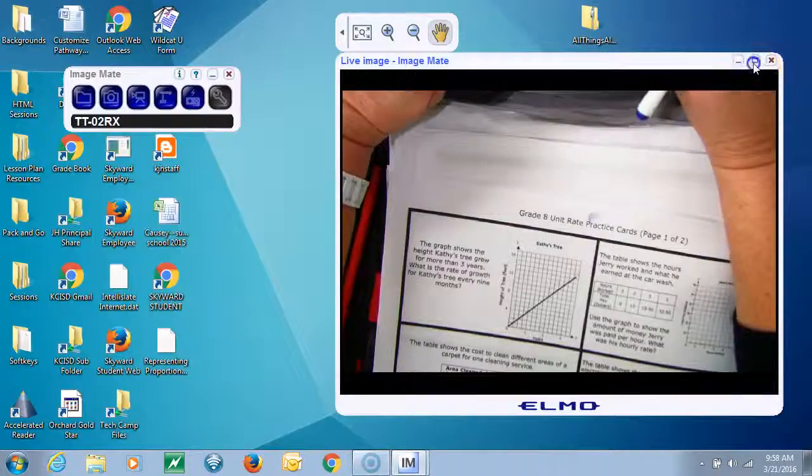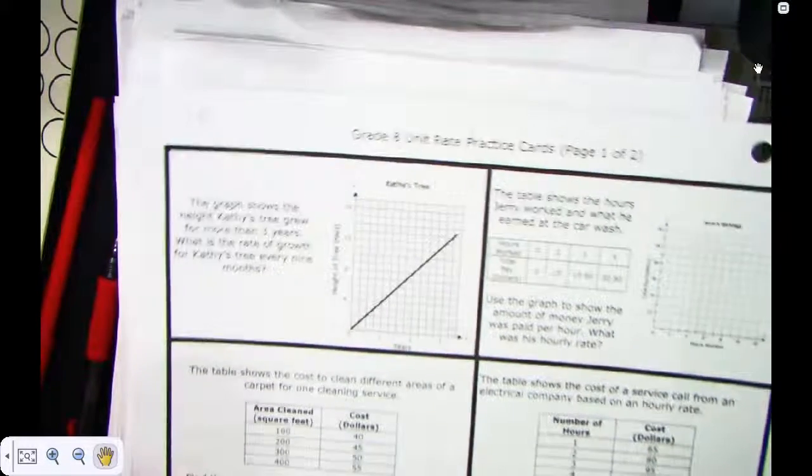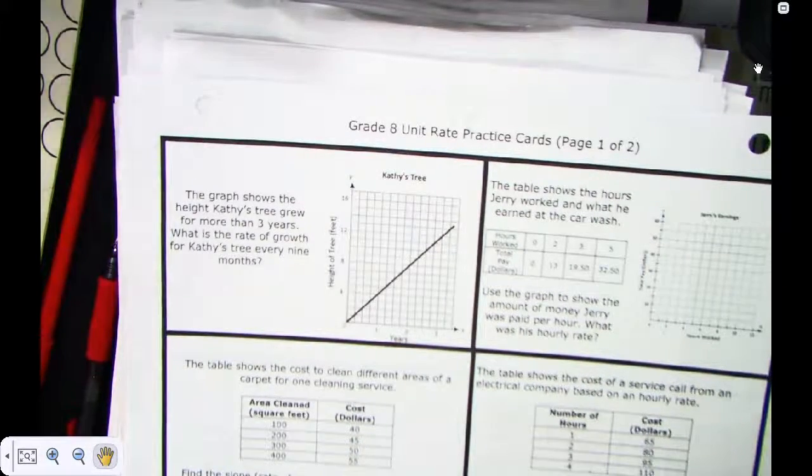Okay, so we are reviewing for the practice STAR, for the STAR test next Tuesday. So what do I need you to focus on till next Wednesday? Math and reading. You need to focus on those two things.